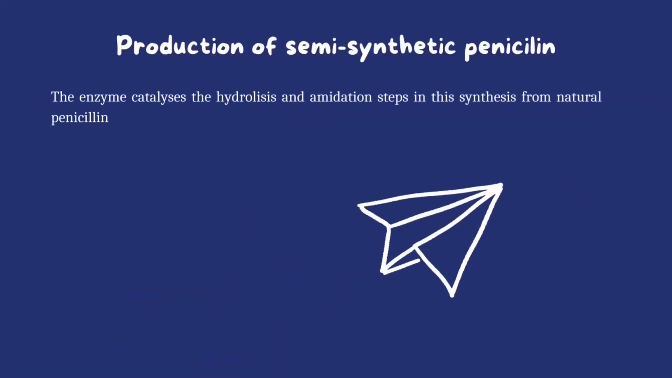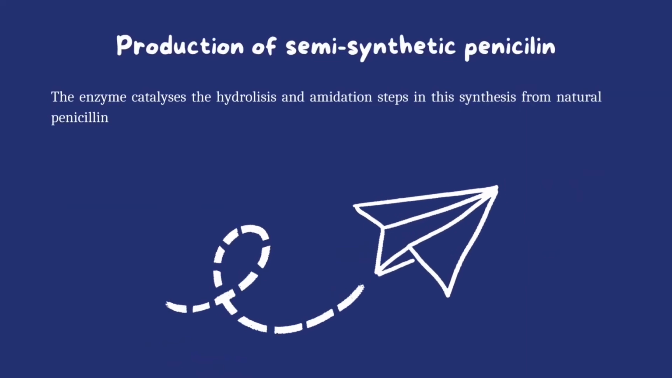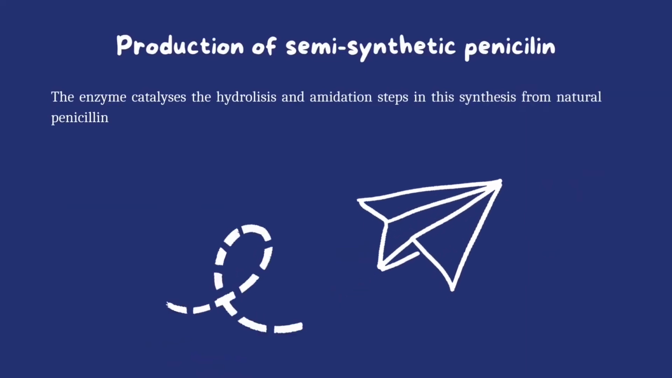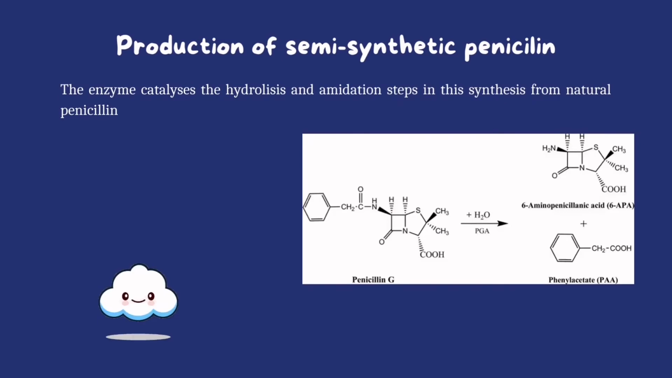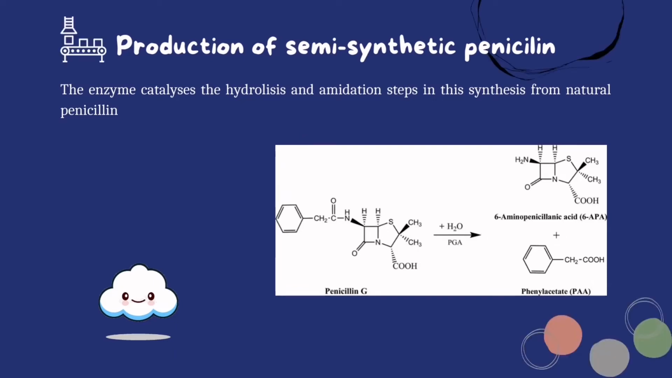Microorganisms such as bacteria can be killed by antibiotic drugs. However, to produce semi-synthetic penicillin, we will need an enzyme. Basically, the enzyme catalyzes the hydrolysis and amidation steps in this synthesis from natural penicillin. Here are the examples of semi-synthetic penicillin, which are ampicillin and amoxicillin.